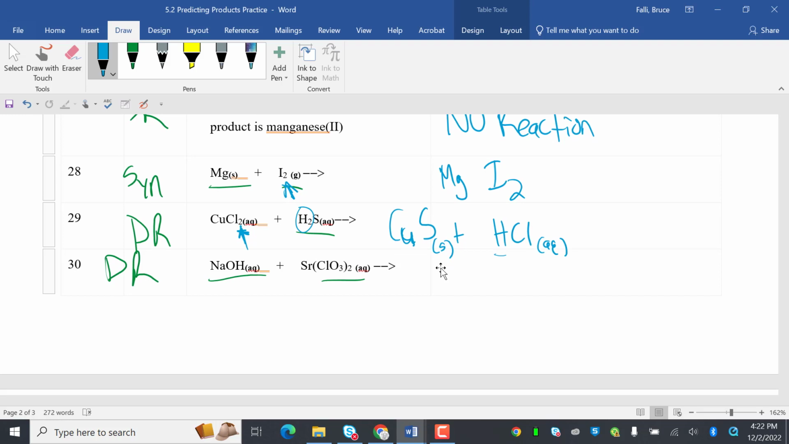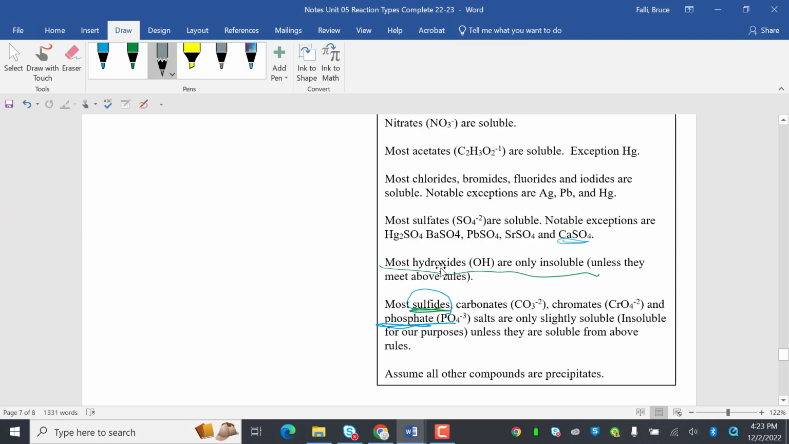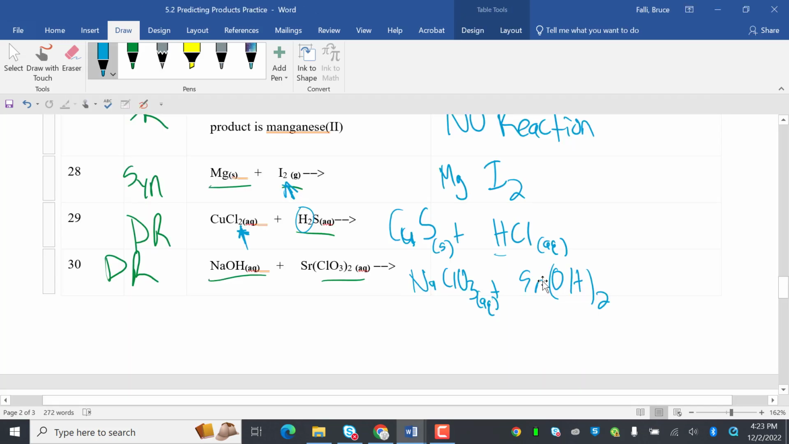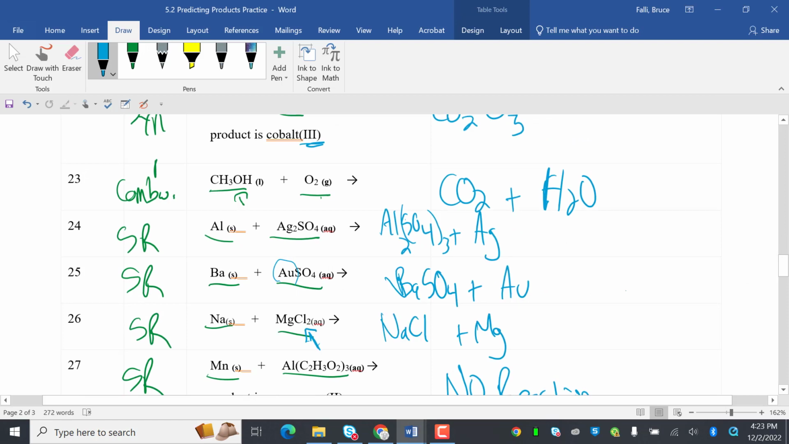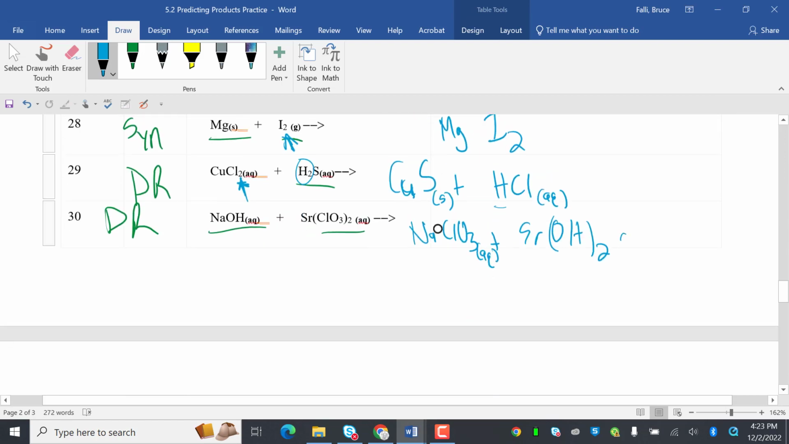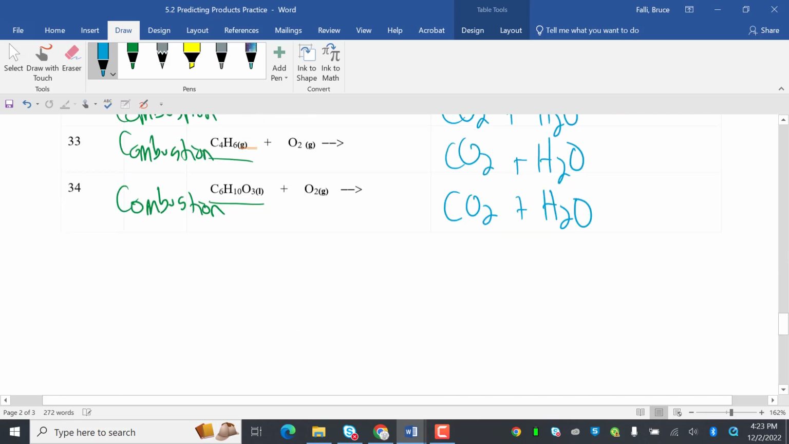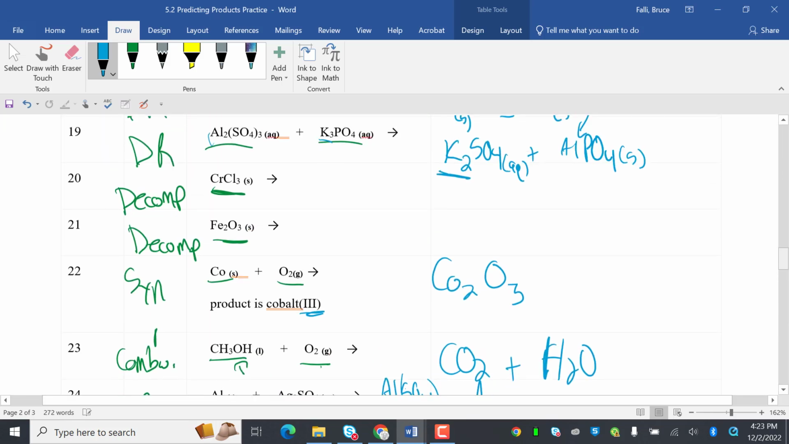NaOH and strontium chlorate. NaClO3 plus Sr(OH)2. These are both +1, so it's good as gravy, and aqueous because sodium's group 1. Strontium is +2, hydroxide's -1, so Sr(OH) taken twice. Let's look for a hydroxide rule. Most hydroxides are insoluble unless it's group 1. This is a group 2, so it means it's a solid. Insoluble means solid, man. Okay, that last page is done. Let's see what we have left.